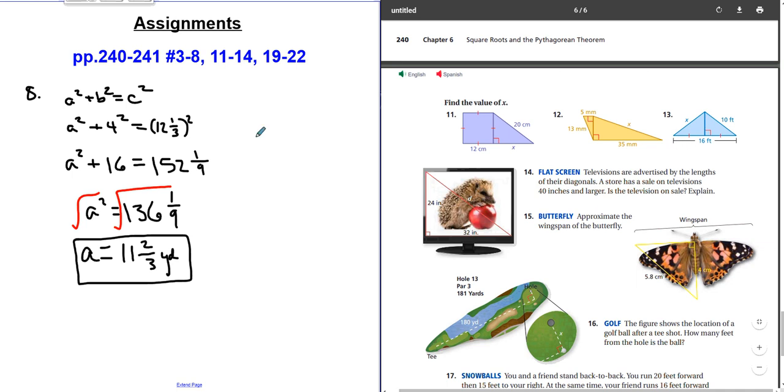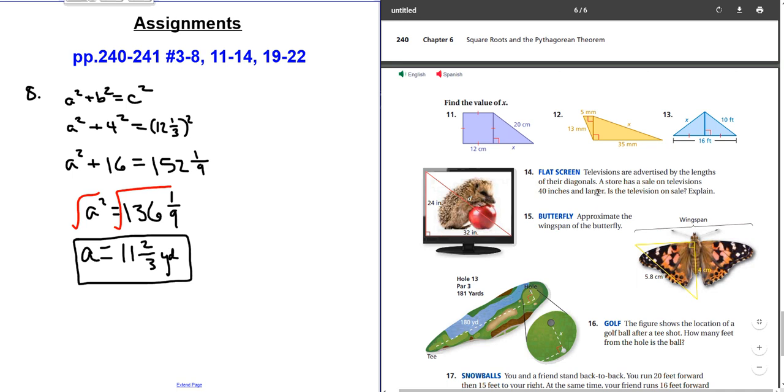All right, then on number 14, this is a true story for a TV. They're advertised by the lengths of their diagonals. So going straight across here, if you see a 55-inch TV, it's not that one of the side lengths is 55 inches. They're actually smaller than 55 inches. It's the diagonal that is 55 inches.